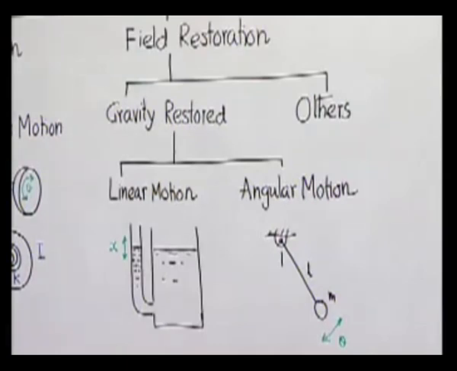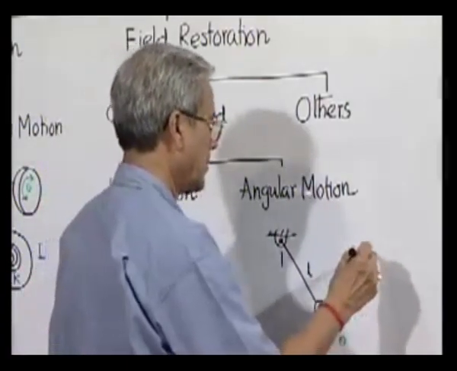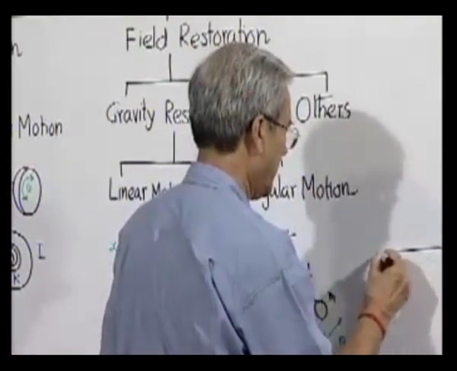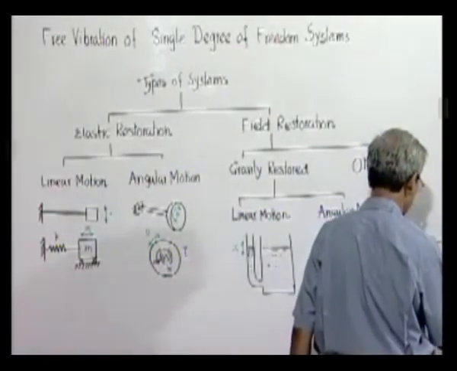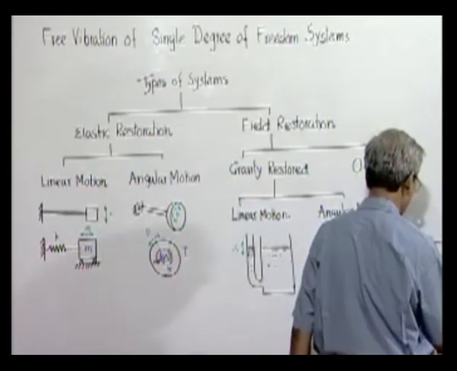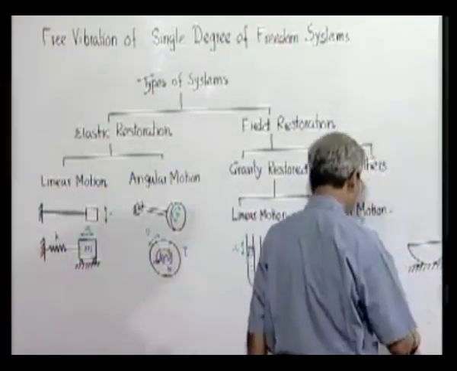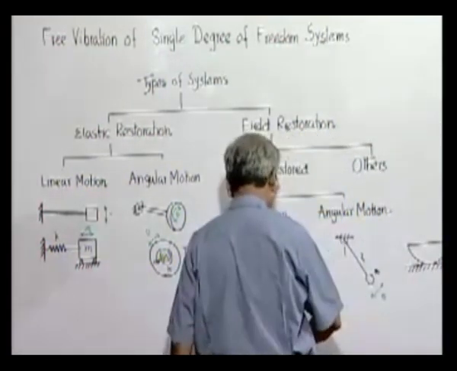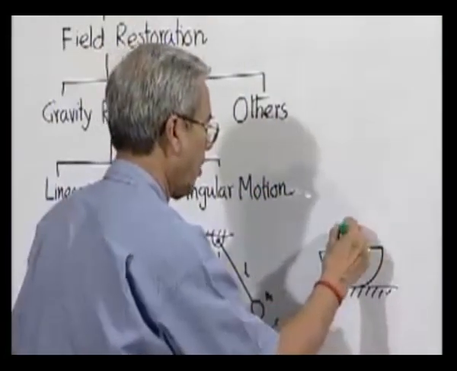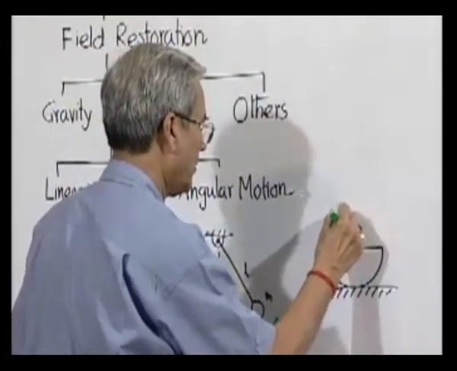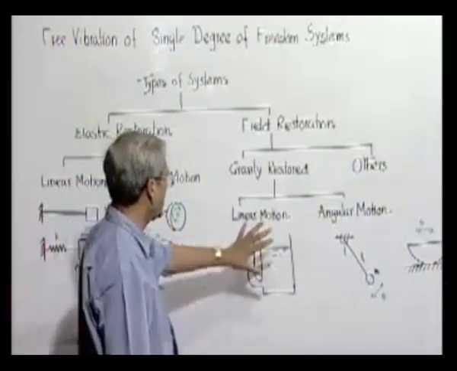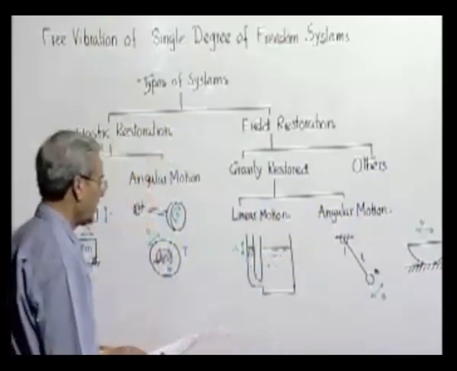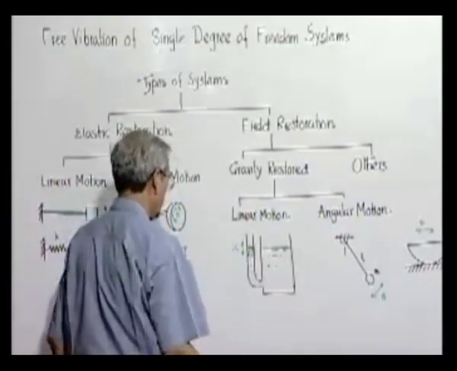There are other types of gravity restored systems which can be considered, suppose you take a half cylinder lying on a rough horizontal plane. If we disturb it from this equilibrium position, we know that it will rock. So these are the elasticity restored systems, these are the gravity restored systems. There are many other examples which we did not consider now.